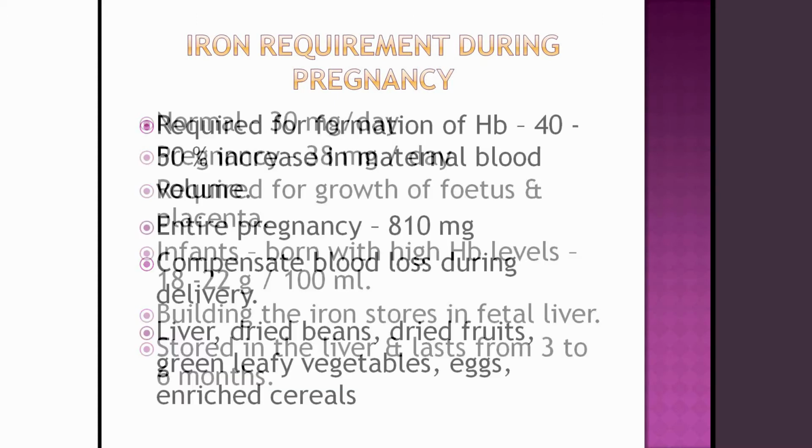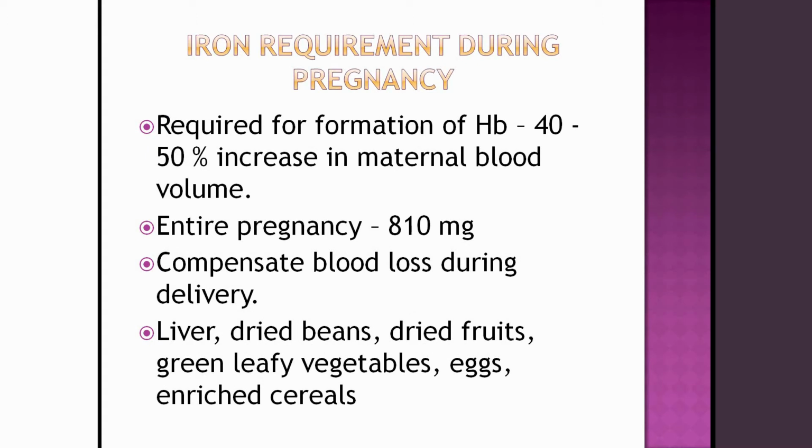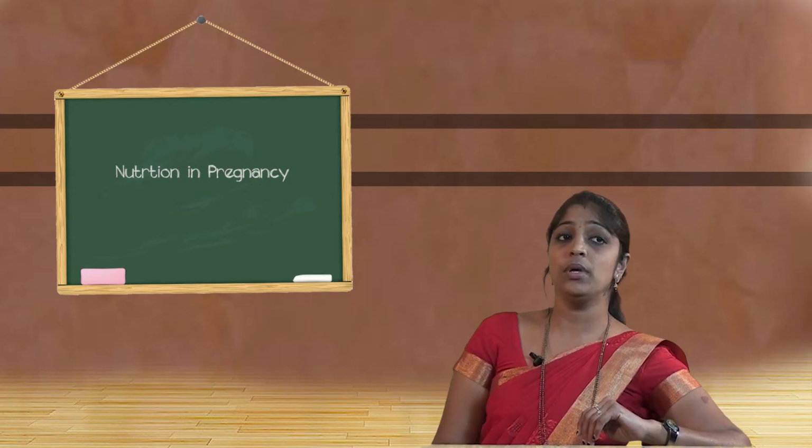And again, as we said, 50% of the maternal blood volume is increased. To form the Hb also we need iron, and for the entire pregnancy we need around 8-10 milligrams of iron. Even to compensate for the blood loss during the delivery time, we have to add iron rich foods. Mainly you can use liver, dried beans, dry fruits, green leafy vegetables, eggs, enriched cereals. All these things can be taken.